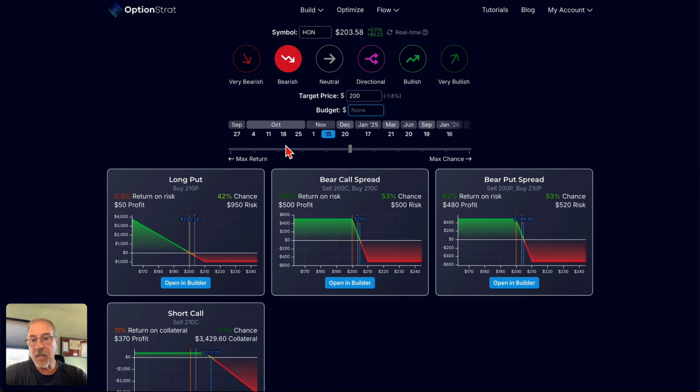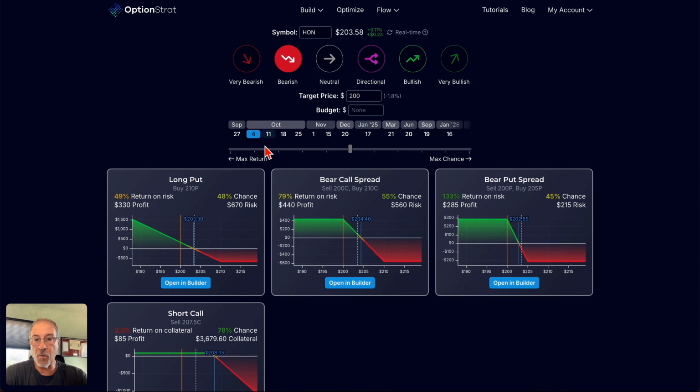And in this case, I'm looking maybe for a little bit shorter dated trade. Right now, this is going out to November 15th. Maybe I don't want to be quite that far out. Maybe I just want to do something that's dated more around November 4th here, so giving this a couple of weeks essentially. So under these scenarios, this is what I could look at.